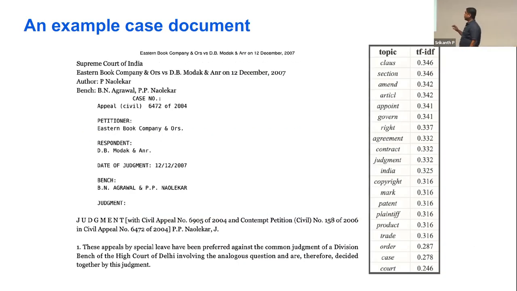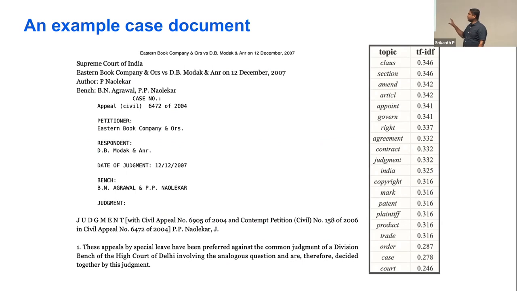Just to give an example of what we are talking about, this is a sample of a judgment. This is actually a famous Eastern Book Company case. Especially for students: are you allowed to copy or take a photocopy of a textbook? This case settled it. So you are actually allowed.